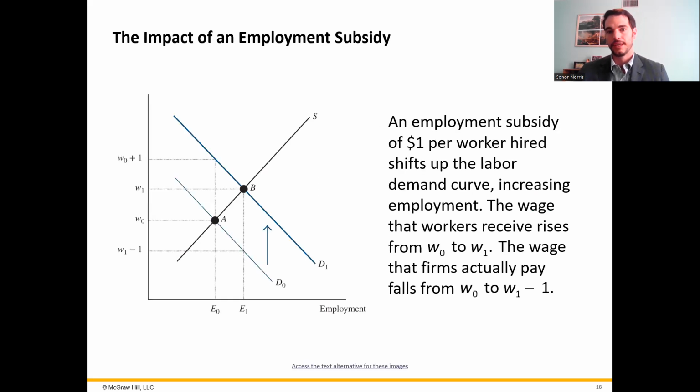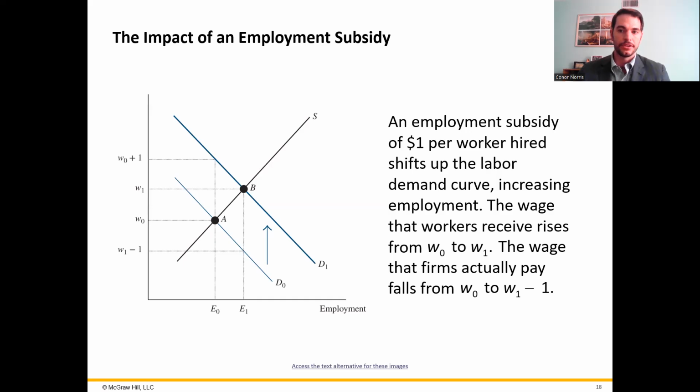So let's see this visually. Initially, the demand curve is at D0, and the equilibrium point is point A. Once the government enacts this employment subsidy, it's going to increase demand for workers, or shift the demand curve to the right. We move from, in this case, demand curve D0 to D1, which is the previous demand curve D0 shifted up by that $1 per hour wage subsidy. The level of employment increases because the firm faces a lower cost of employment than the actual wage that the worker is receiving. So they'll be willing to hire workers with a lower marginal value of production because they're now facing a lower wage payment to the workers.